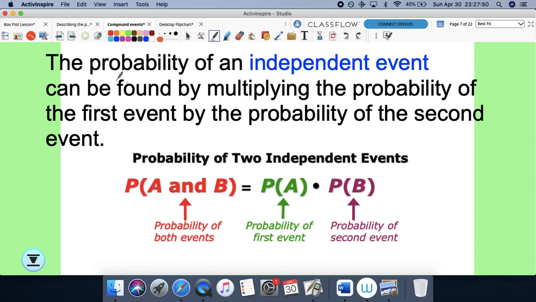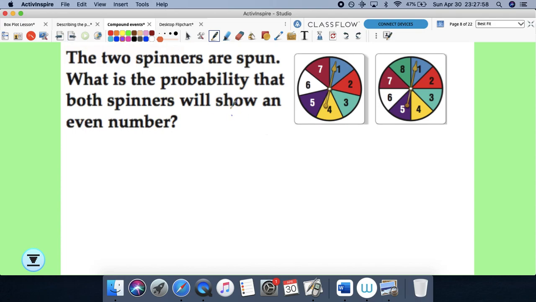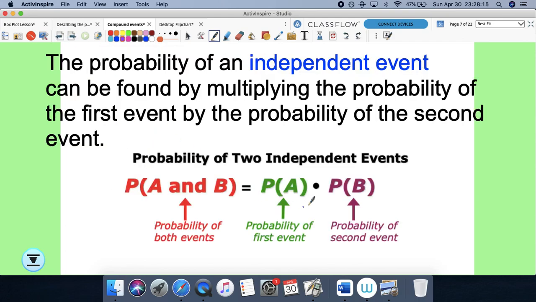The probability of an independent event can be found by multiplying the probability of the first event by the probability of the second event. I'll get to this. So what's the probability that you're going to spin this one and then you're going to spin the second one? What's the probability of getting an even number on both? If you look at your formula here, it's times.